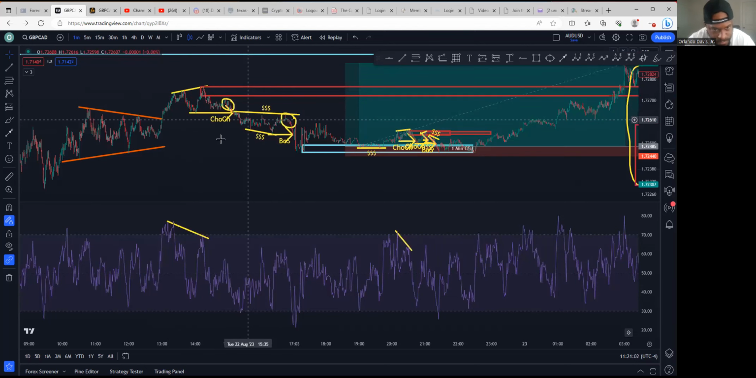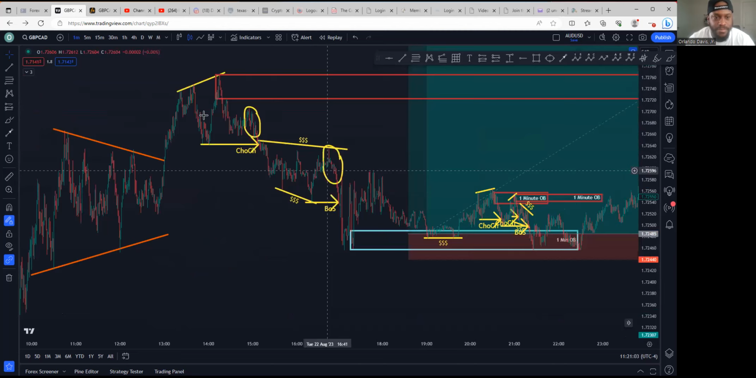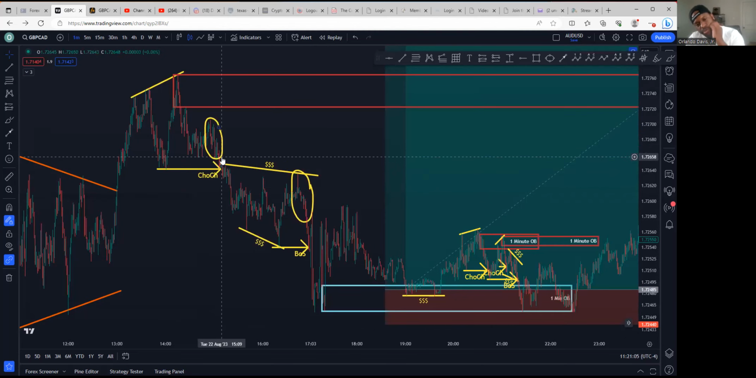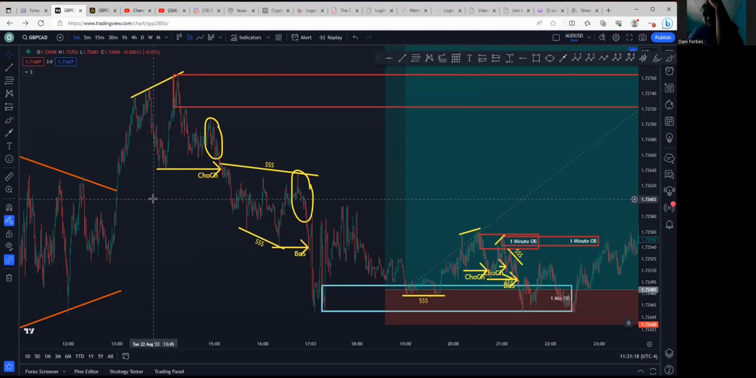Okay. So now we see how price diverged and changed character. Okay, cool. This makes this a supply zone. Okay, this is my 1 minute supply zone. Okay, cool. Bet, I'm still sitting on my hands, right? Because I need to see what price is going to do next.